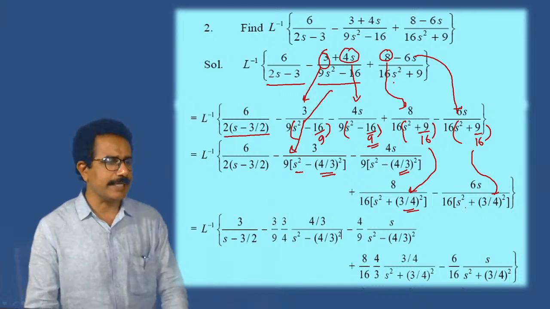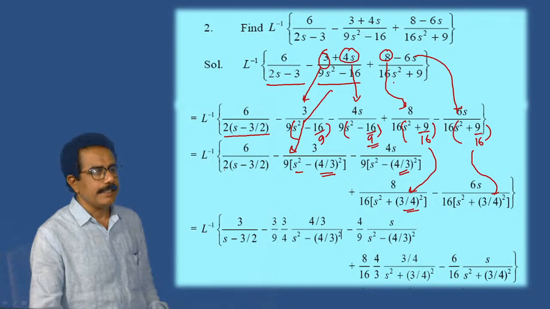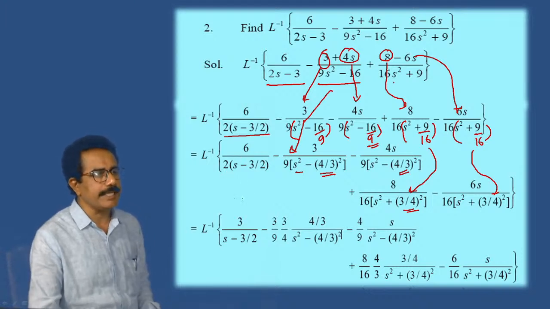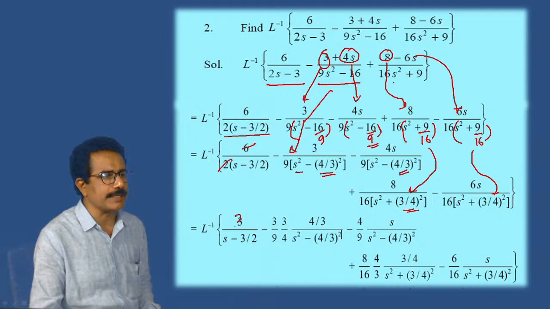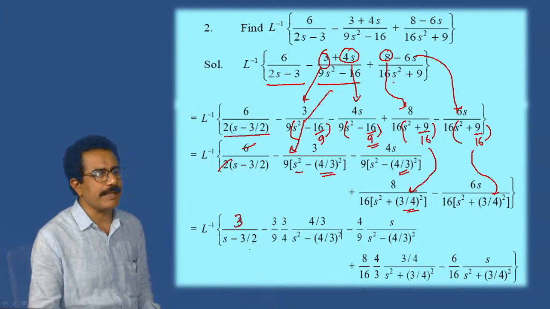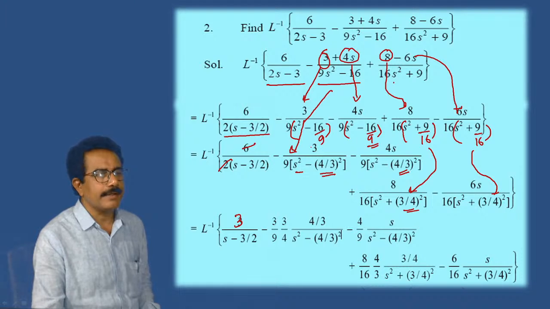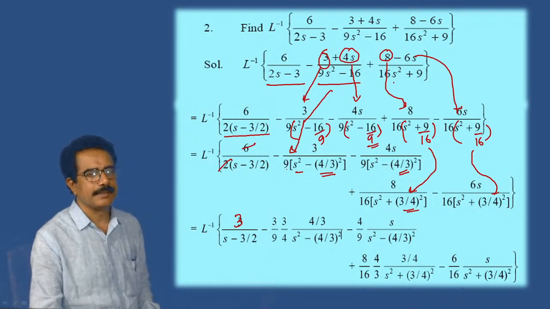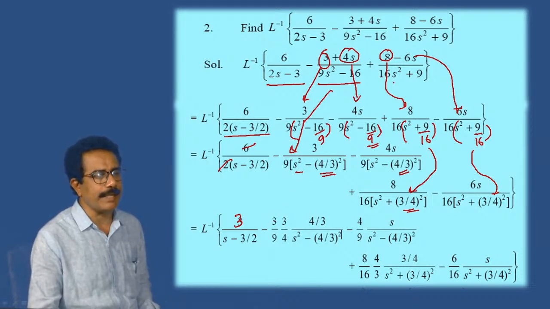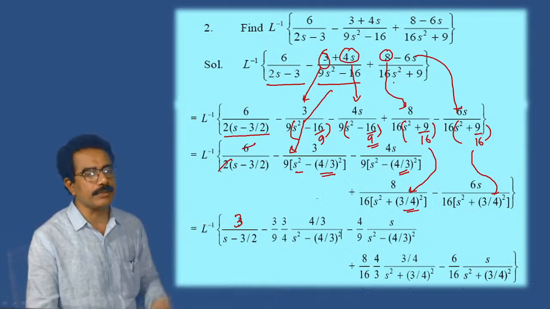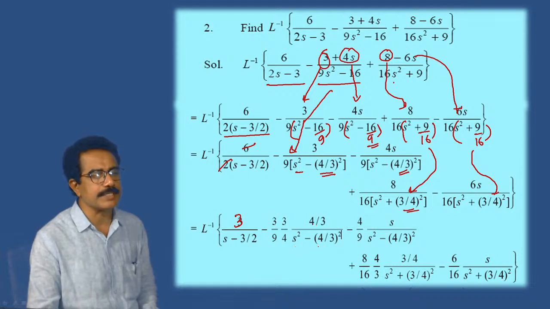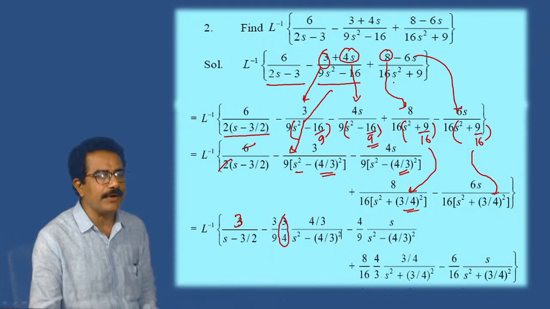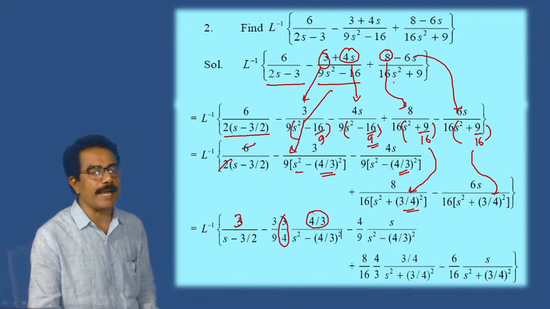Okay, so we can use the separate Laplace transform. Here 2, 6 means we get 3 upon s minus 3 by 2. Here 3 upon 9, and 1 we can write 3 by 9 into 3 by 4. S square minus 16, that means we can use 4 by 3 into s square minus 3 by 4 bracket square. What did we do? Multiply by 3 by 4 and 4 by 3.